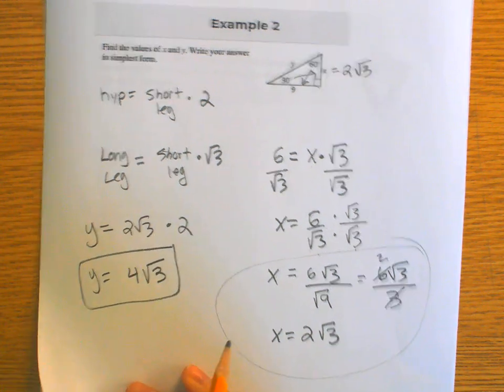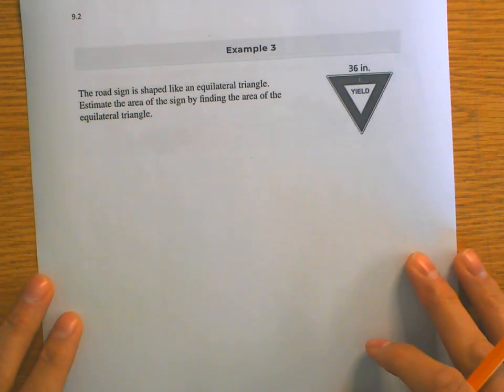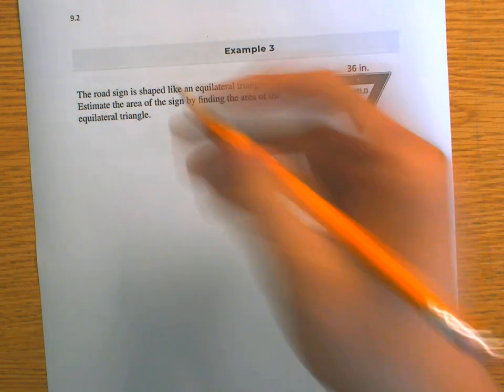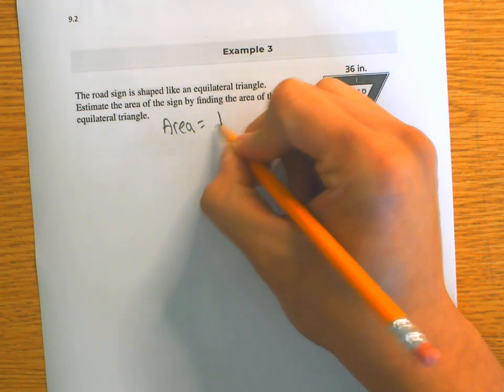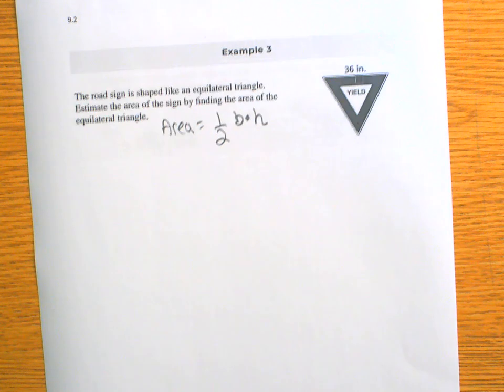Let's look at the next one. Okay, for the next one, we have the following. It says the road sign is shaped like an equilateral triangle. Estimate the area of the sign by finding the area of the equilateral triangle. So one of the things that we need to remember about triangles, guys, is that the area of a triangle is 1/2 the base times the height.